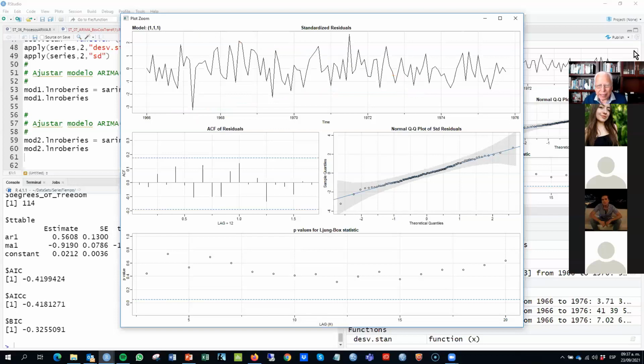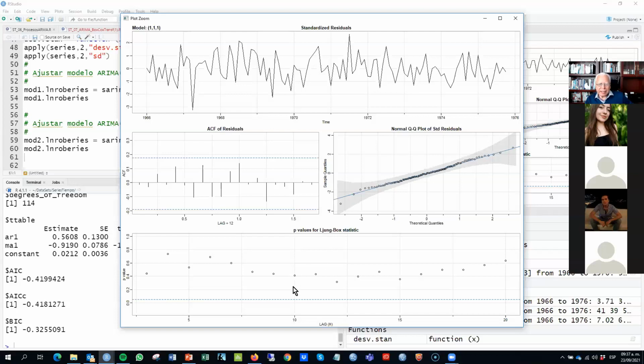So they look random, and that's confirmed by the autocorrelation function of the residuals. The normal probability plot of the residuals looks also reasonable. Okay, they're pretty close to the straight line, so there's no indication of lack of normality.